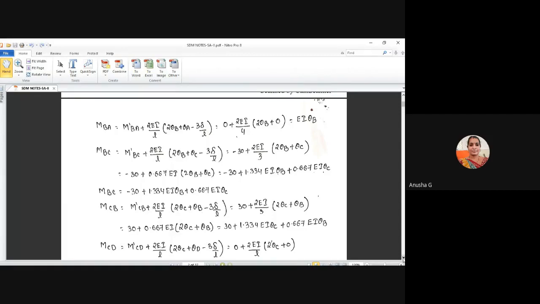Okay, solve first. All of you solve this one. You have to multiply and then substitute, then you will get the same equation: minus 30 plus 1.334 EI theta B plus 0.667 EI theta C. That is the MBC value. MCB equals 30 plus 1.334 EI theta C plus 0.667 EI theta B.